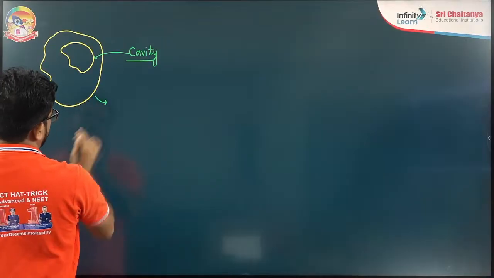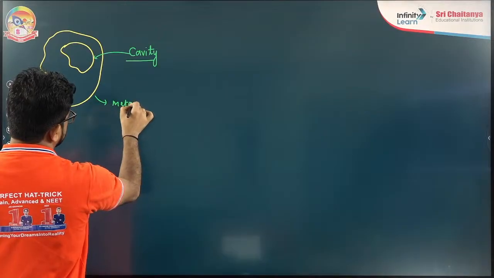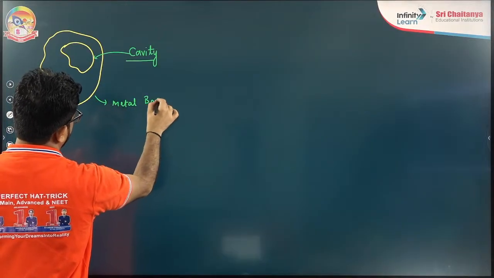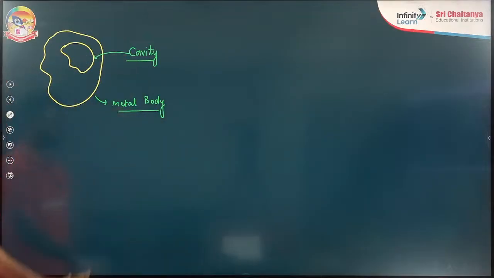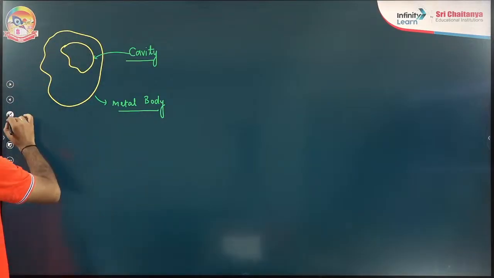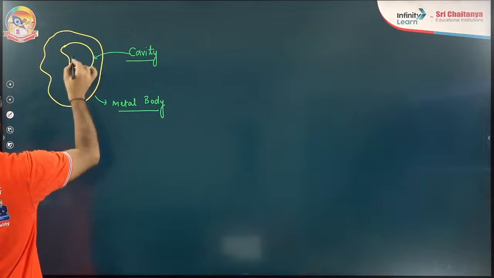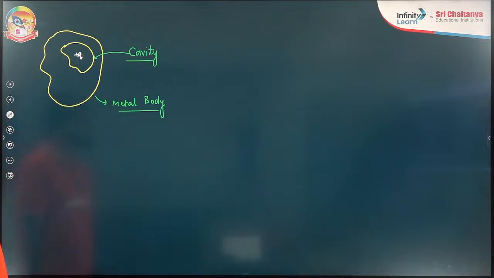And this is a metal. Try to understand, it is a metal body, and this is a cavity. That means the other part is solid and only this inside part is hollow. If any student says, sir, we are taking one charge Q here inside the cavity, then what will happen?